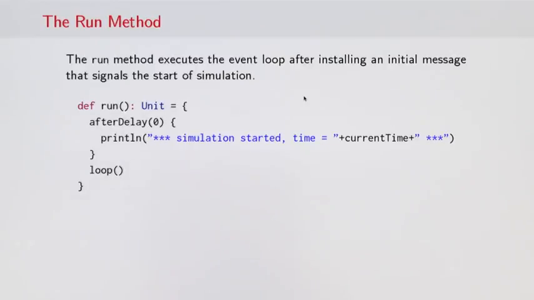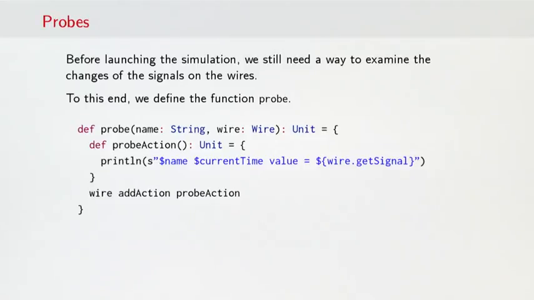So to run the simulation, we simply call loop, but before we do that, we install a first action to be performed, and that action tells us that the simulation has started and what the current time is. Before we can launch the simulation, we still need a way to examine the changes of the signals on the wires. So far, simulation doesn't give us any output, so we would be flying blind.